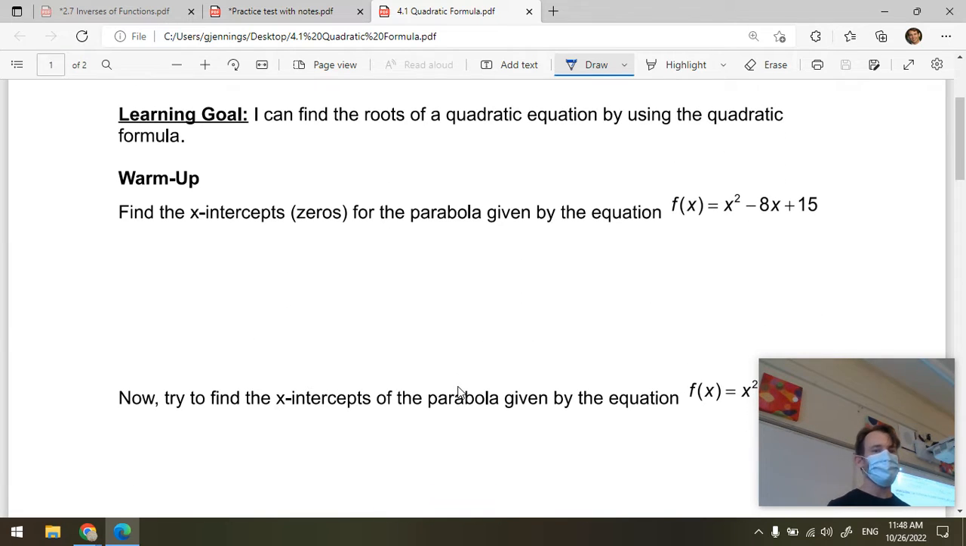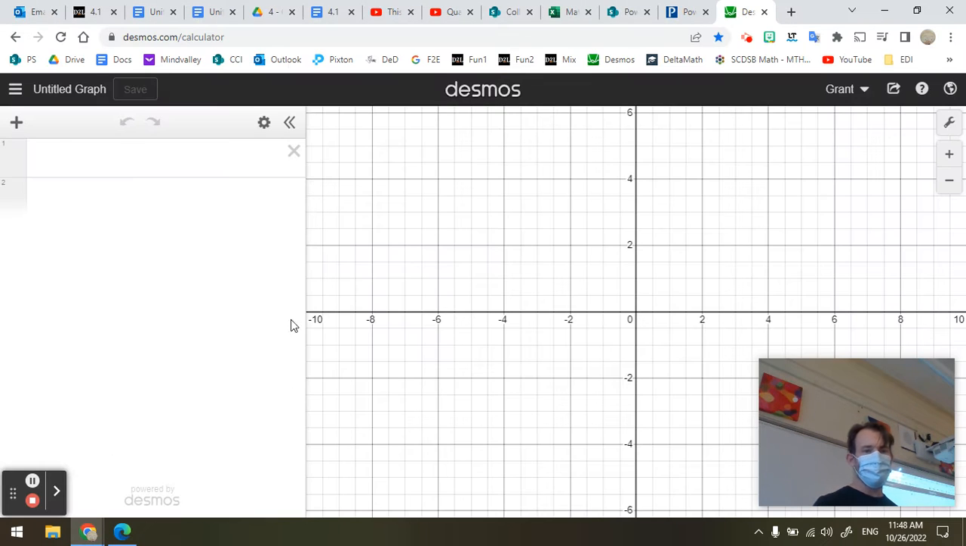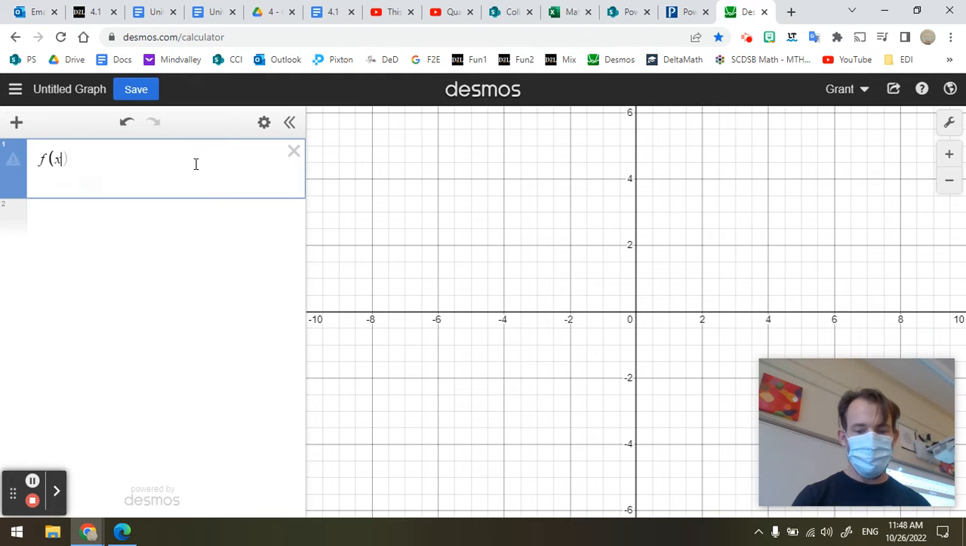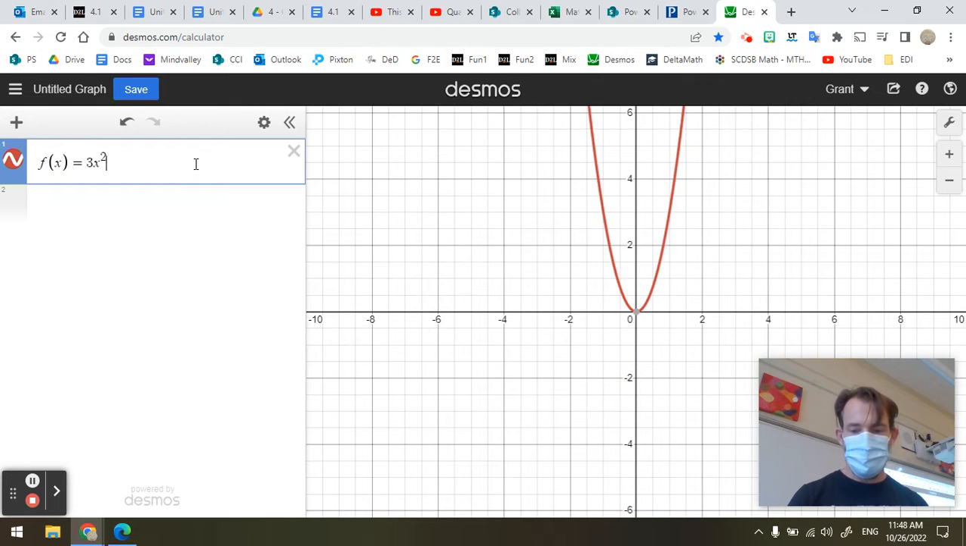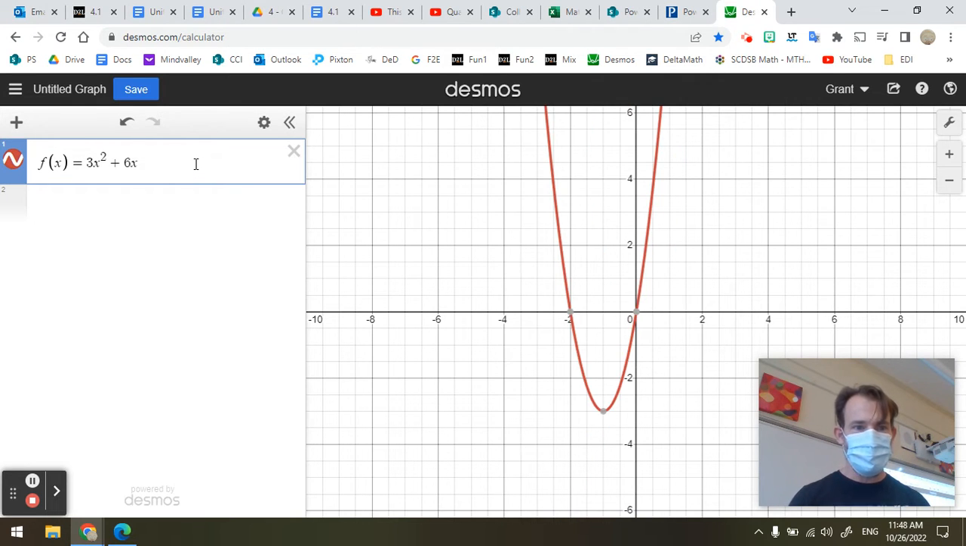Our main goal is that we're able to find the roots of a quadratic equation using the quadratic formula. And just to review, a quadratic equation might look like f of x is equal to something like 3x squared plus 6x. And if we look at this quadratic equation, we want to remember what we mean by roots.